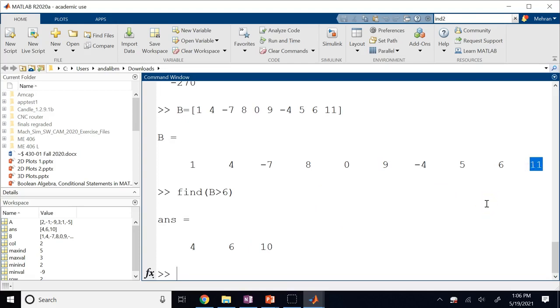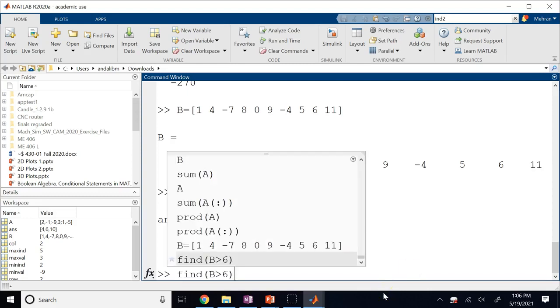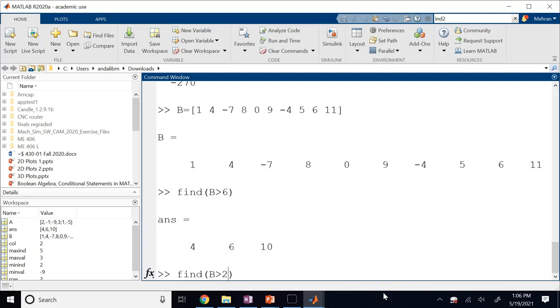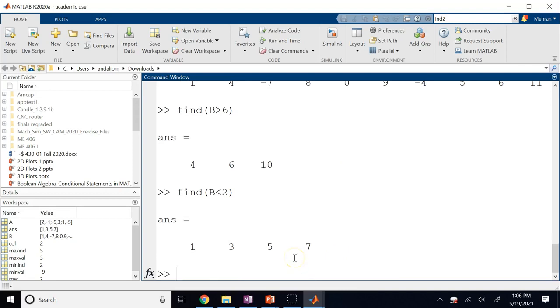These guys are bigger than 6. You might say, where is it that they are less than 2? Which locations in b have numbers less than 2? It says 1, 3, 5, and 7, and look at them. 1, 3, 5, and 7. These numbers are less than 2. So it gives you the locations where this is happening.